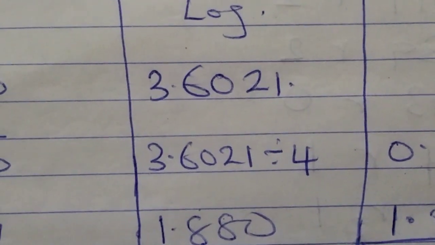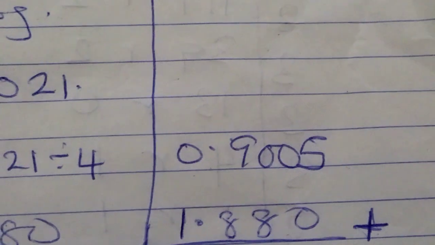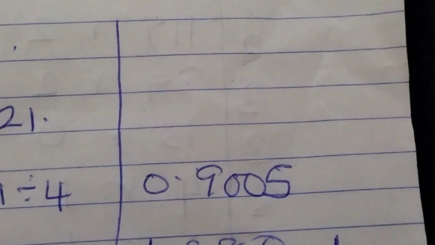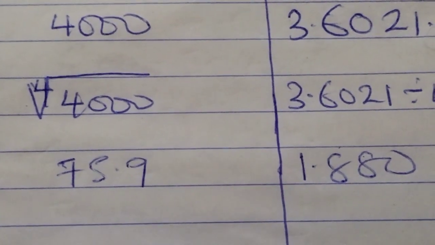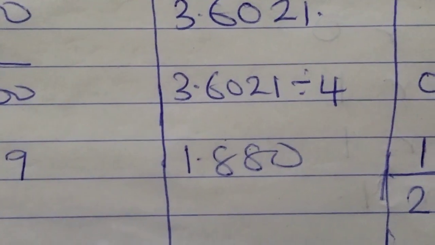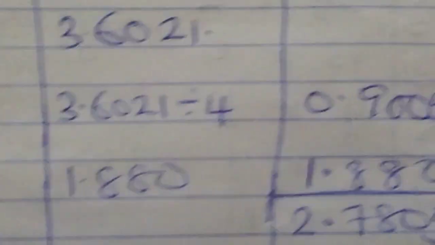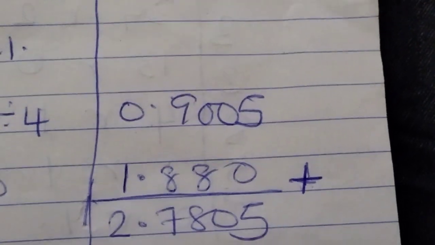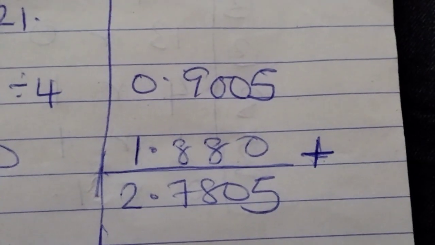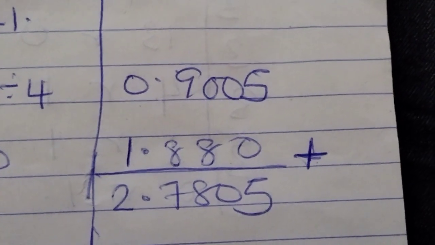Then the fourth root of 4,000 is 3.6021 divided by 4, and that gives us 0.9005 to 4 figures. Then we'll now find the log of 5.9. That gives us 1.880. So we'll now add the two, because they are the numerators. We'll add the two, 0.9005 plus 1.880. That gives us 2.7805.